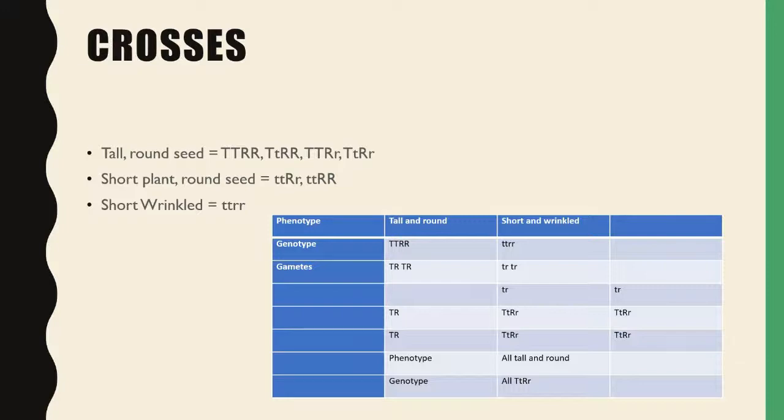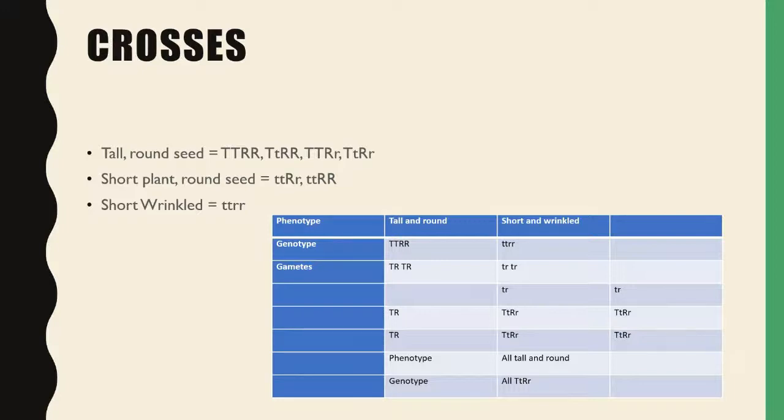Now if you want to be a short plant with a round seed, you're going to have two small t's, because it can't have a big T in order to be short. So it has to have two small t's, and it can either have two big R's or just one big R. And then if you want to be short and wrinkled, it's recessive everything, so two small t's and two small r's.